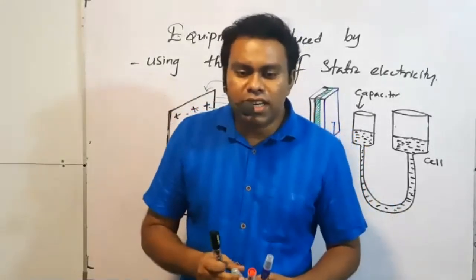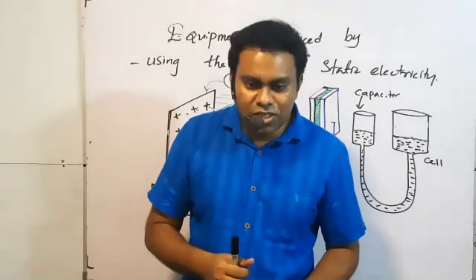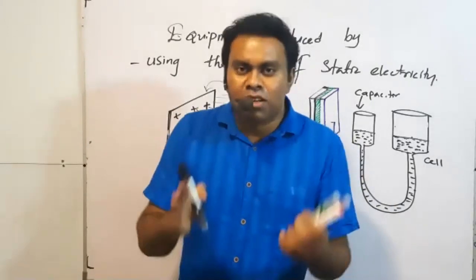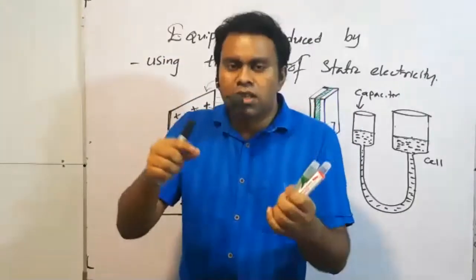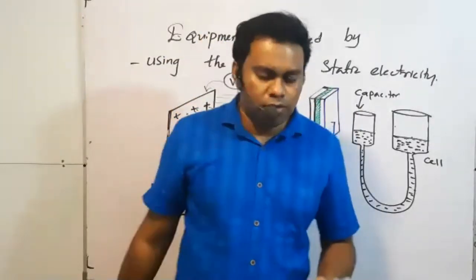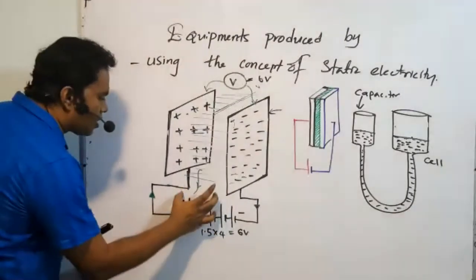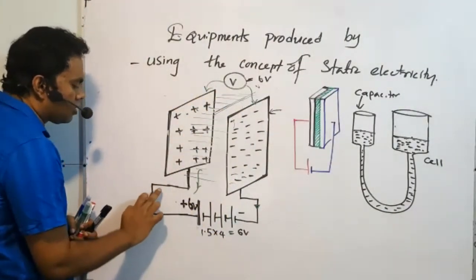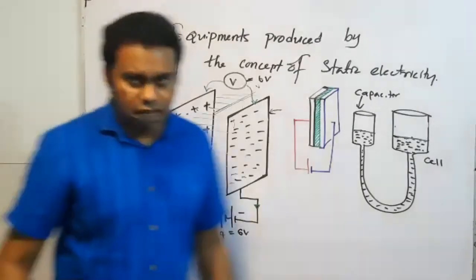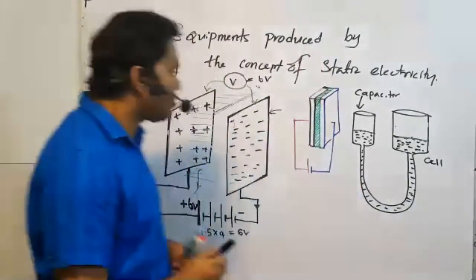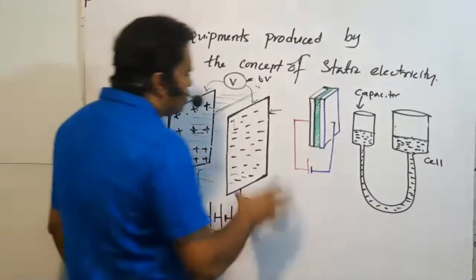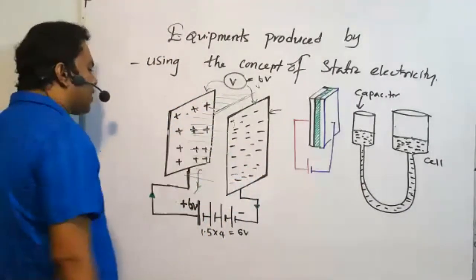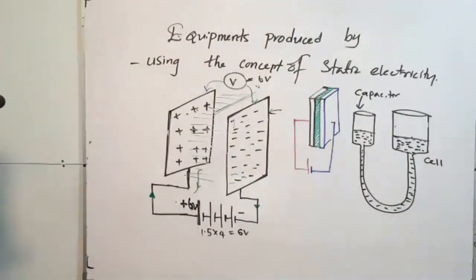No need to connect it for a longer period of time. 1 second is enough. Keeping it connected for 1 second, it charges to maximum charge, then this current stops. Okay, then the supply current stops. So this is called charging of a capacitor. Charging of a capacitor. So now what has happened?